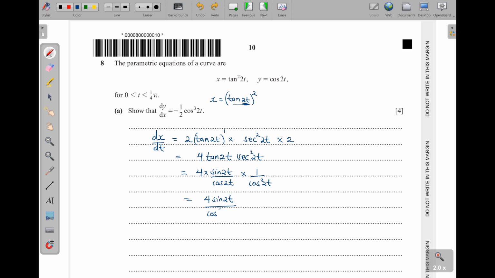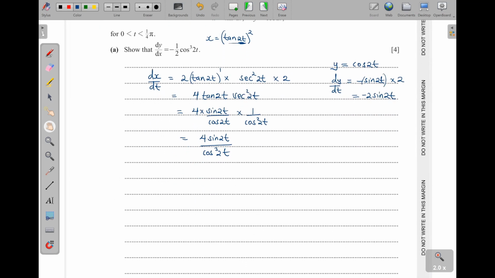So we shall have cos cubed 2t. Then we also go to y. We have y which is equal to cos 2t. Then dy/dt is going to be equal to, when you differentiate y, you get a negative sign, sine 2t. Then after we multiply by the derivative of the angle, the derivative of this one is giving us a 2. So that means this one is going to be negative 2 sine 2t.